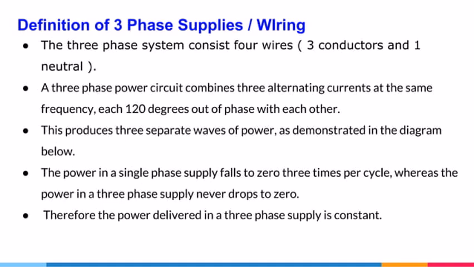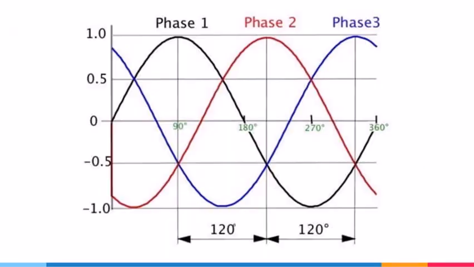The power in the single phase supply falls to zero three times per cycle, whereas in the three phase supply the value will never be zero. So the power delivered in the three phase supply will be constant. So this is an example of the electrical supply using the three phase system.